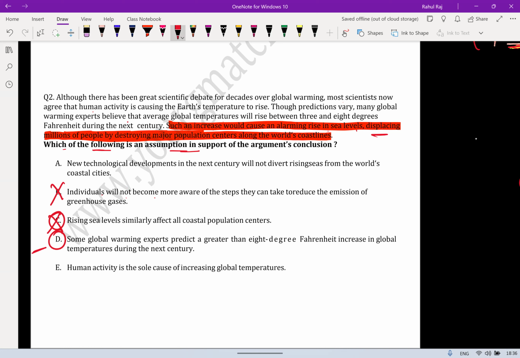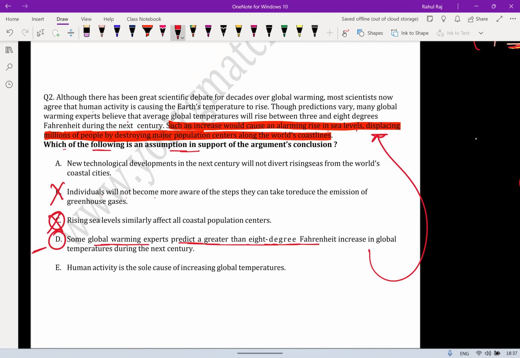Can you please give me an explanation as to why D is wrong? One line explanation, that's it. Pretty simple, even I don't have to ask you. It says some global warming experts predict a greater than 8 degree Fahrenheit rise. First of all, let's say it does not predict a greater than 8 degree Fahrenheit. How does it actually engage my conclusion?